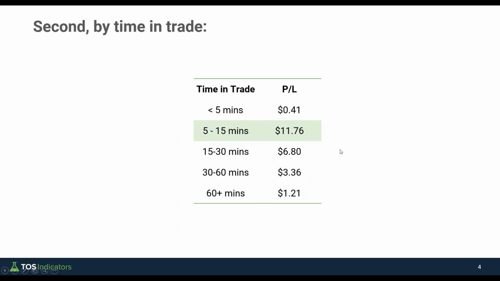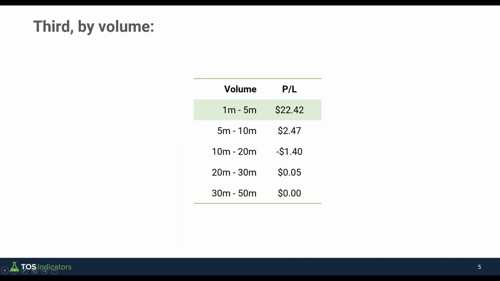Now, finally, let's move on to taking a look at this using volume. And using volume here, the 1 to 5 million in terms of average daily volume was a sweet spot. Net P&L there, 22.42. The 2 or 3 other volume chunks, 5 million to 10 million, $2.47 is still positive. 10 million to 20 million, that was negative $1.40. And then 20 million to 30 million, 5 cents positive. Shouldn't be a lot of symbols that really fall inside of this.